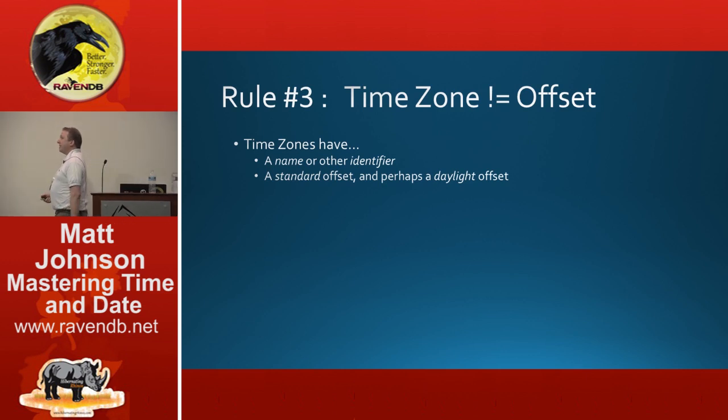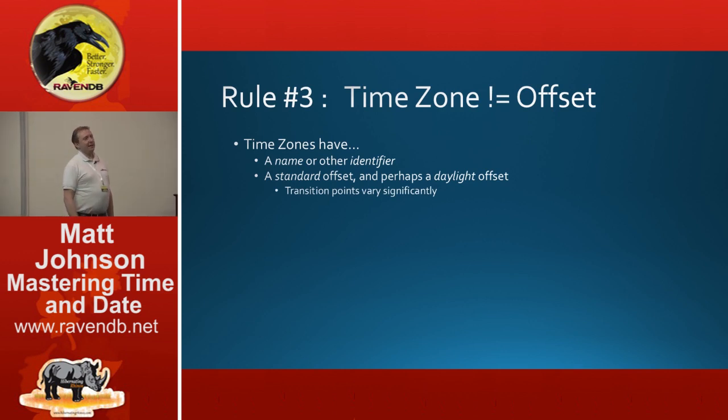Time zones always have a standard offset, and they might have a daylight offset if daylight savings time applies. The transition points vary drastically. DST is not a worldwide phenomenon, and it's all up to the individual governments where it applies, if it applies, and how it applies. Changes all the time.